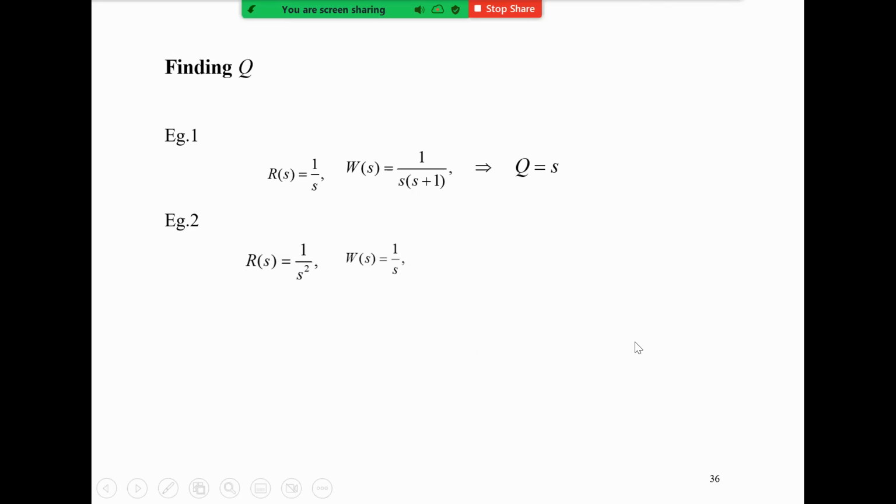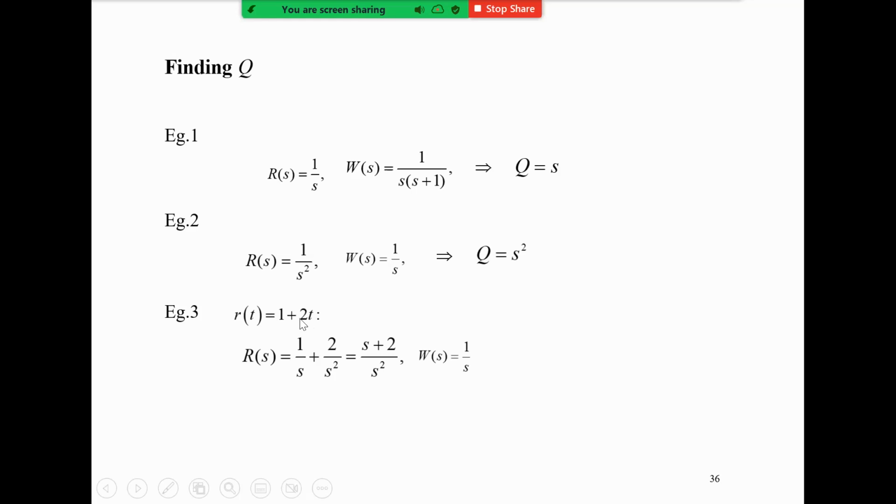What is the least common denominator? What is Q? Is Q S or S square? It is S square that is the least common denominator.